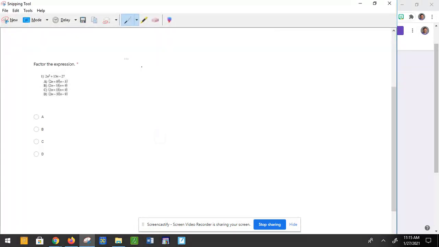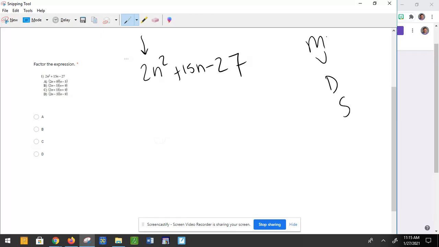All right, so 2n squared plus 15n minus 27. What makes this different from what we learned in the first part is the fact that you got that 2 there. What we're going to do is what's called the MUDS method. If you watch the video, it's an acronym where that M stands for multiply. So we're going to take that 2 and multiply it over to the 27. Now you've got n squared plus 15n minus 54.